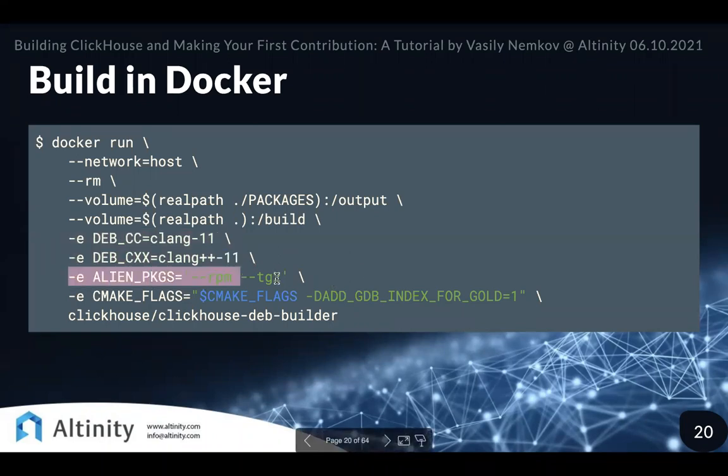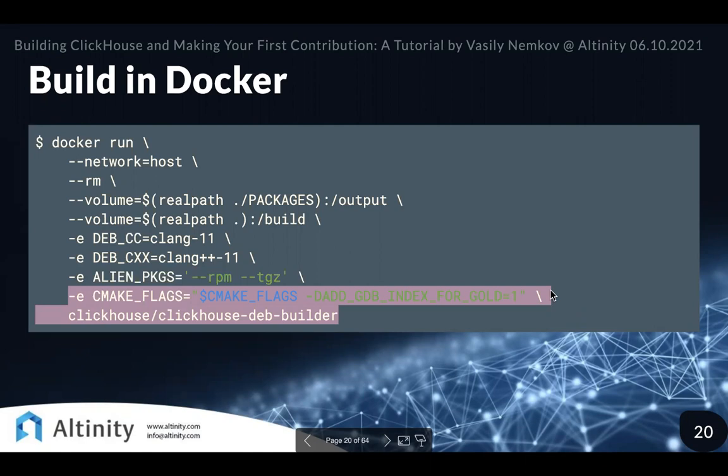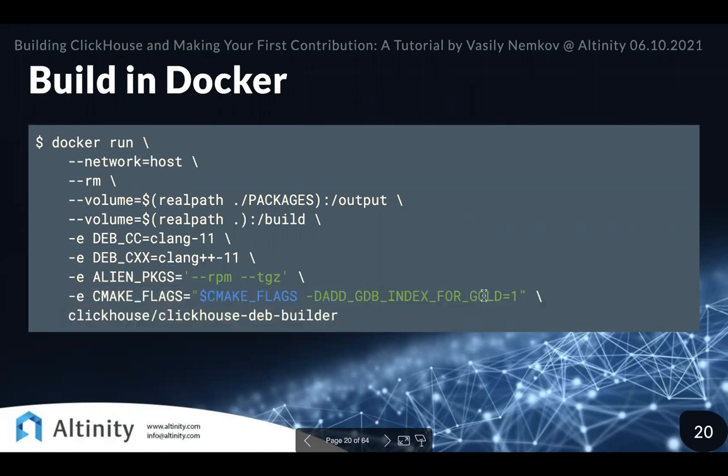Another optional thing is to produce RPM and TGZ packages. If you don't want RPM or TGZ packages, you can remove this line. And another thing, which is optional, is you can also add some CMake flags, which are going to be pushed down to CMake, and you run that on the specific Docker image, which is provided by the ClickHouse Docker Deb Builder.